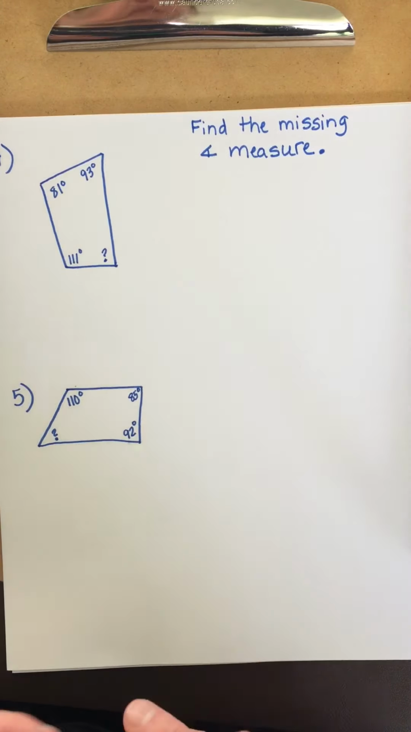So 81 plus 93 plus 111. We could use our noggins, or we could do it the lazy way and use a calculator. So 81 plus 93 plus 111 is 285. So I'm going to say 360 minus 285, and we get 75. So we'll be 75 degrees. How about that? One more.